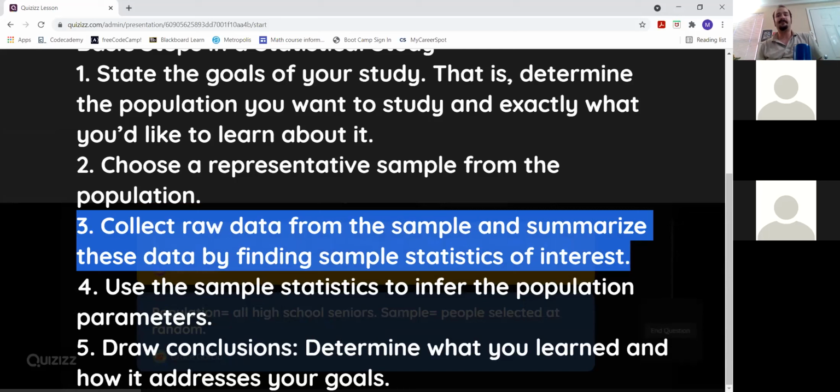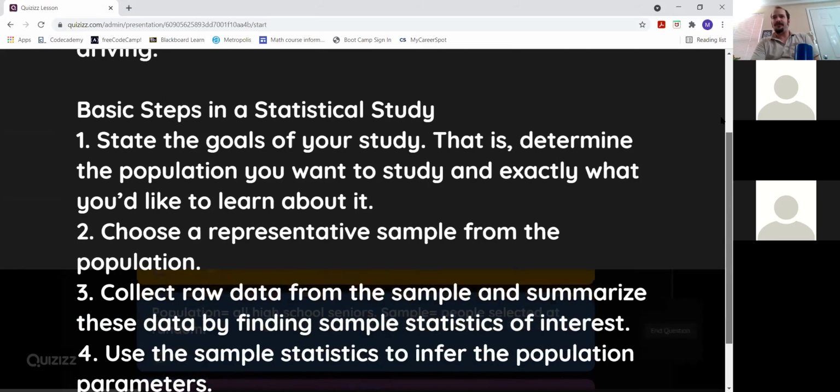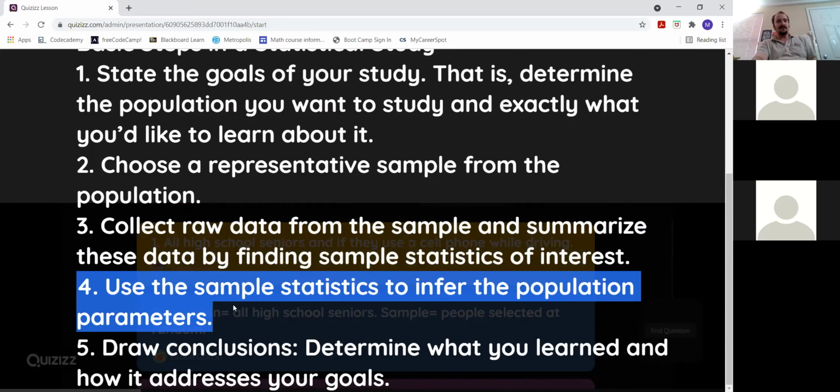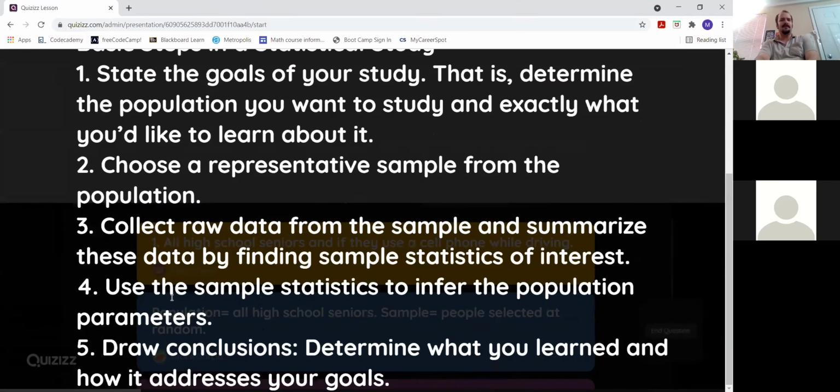So collect raw data from the sample and summarize this data. So you're going to go ask them, probably in a survey, do you talk on your phone while driving? Or maybe you could even ask more questions than that, which kind of leads them into answering more honestly. But you're going to ask them somehow whether they use their phone while driving. You're going to conduct a survey, most likely. You're going to look at your sample, at your survey. How many people said yes? How many said no? That would be like step 4.